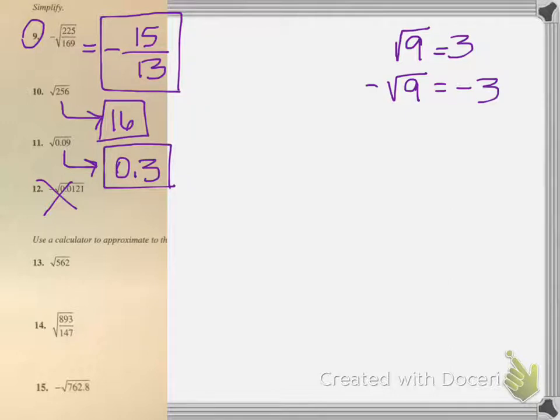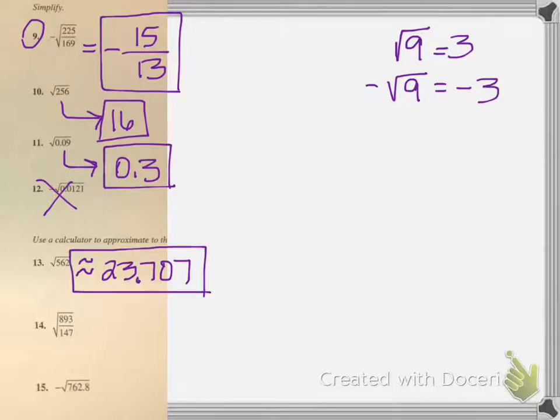So for this problem, we have to approximate to 3 decimal places, so we are approximately 23.707. And again, we're having to approximate these to 3 decimal places. So if they're not perfect squares, then you are going to have to do some approximating. There is a way to write them exactly and simplify them, and we will look at that in the next lesson.